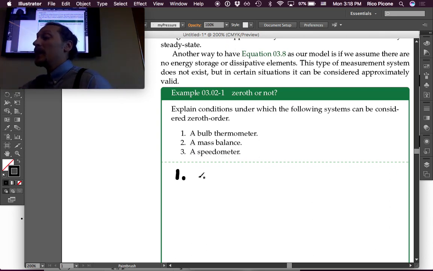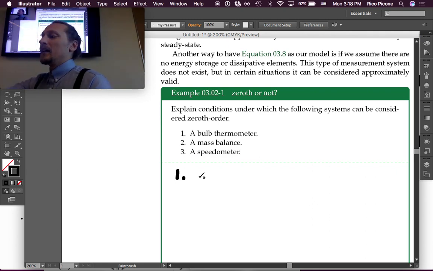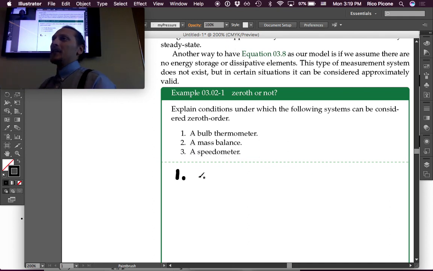But if you're willing to wait and always consider it only when it's in steady state, and then if it's going to change, you wait for the next steady state to arise, you could come up with a zeroth order model for a bulb thermometer, as long as you always only consider steady state. So say you were measuring 70 degrees, and then the temperature changed and heads towards 80 degrees. Well, your model wouldn't be valid the whole time it's changing. And then once it's finally steady again, you would say, okay, now it's valid again.